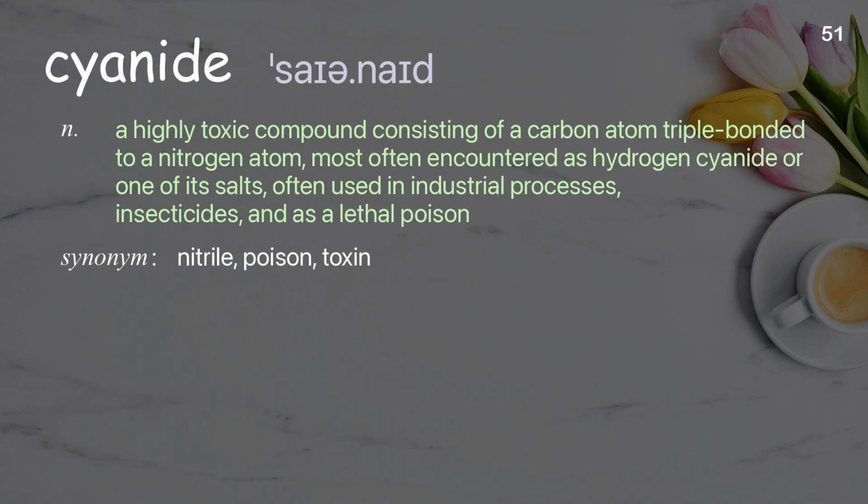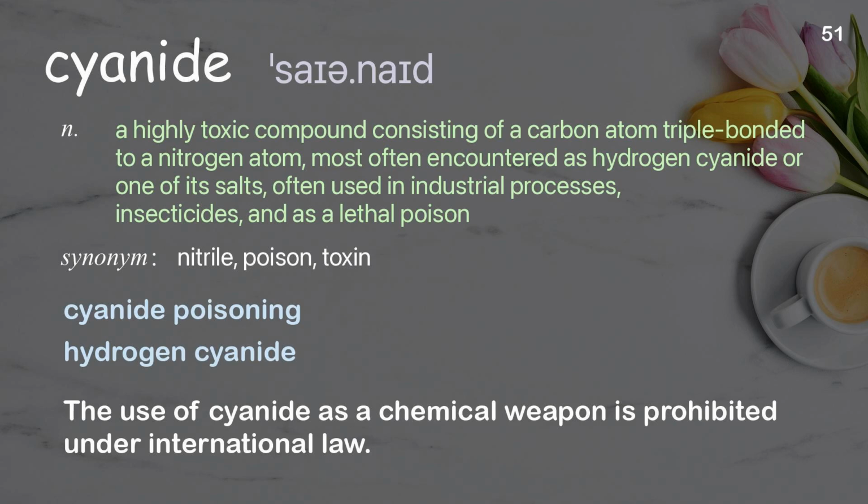Cyanide. A highly toxic compound consisting of a carbon atom triple bonded to a nitrogen atom, most often encountered as hydrogen cyanide or one of its salts, often used in industrial processes, insecticides, and as a lethal poison. Examples: cyanide poisoning, hydrogen cyanide. The use of cyanide as a chemical weapon is prohibited under international law.